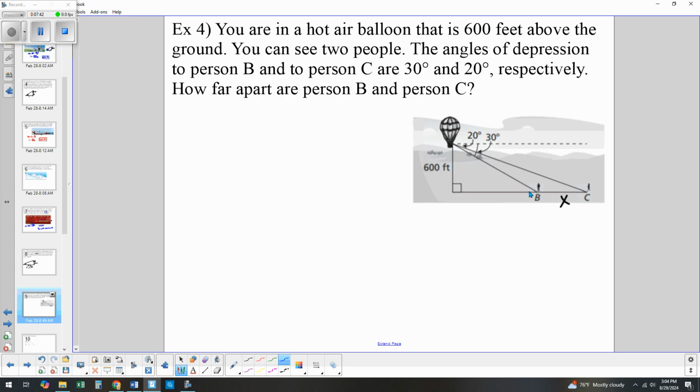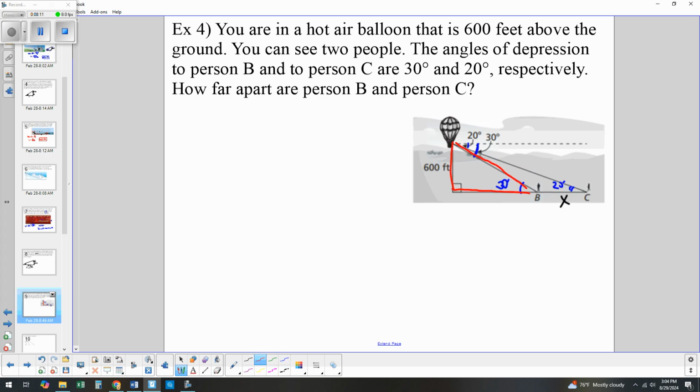The angle here at B is going to be bigger than the angle here at C, because the further away you pull, the smaller the angle is going to get. So that means the smaller angle up here, which was 20, really belongs to this angle here, and the bigger angle of 30 really belongs to the angle here. I have 2 different right triangles.